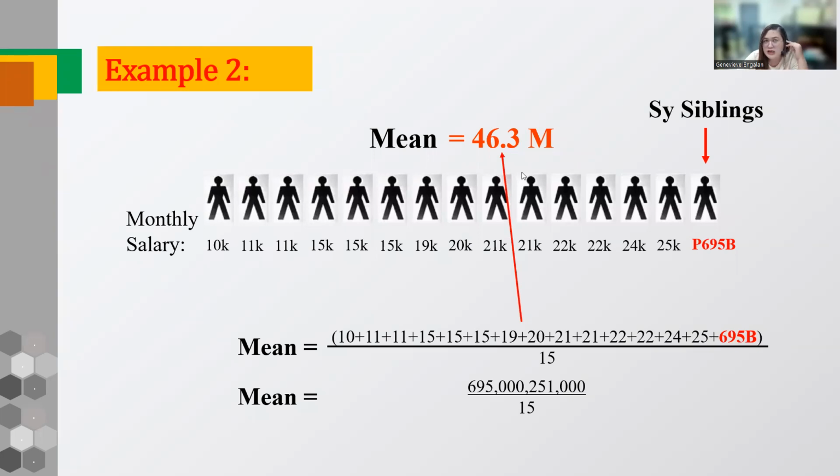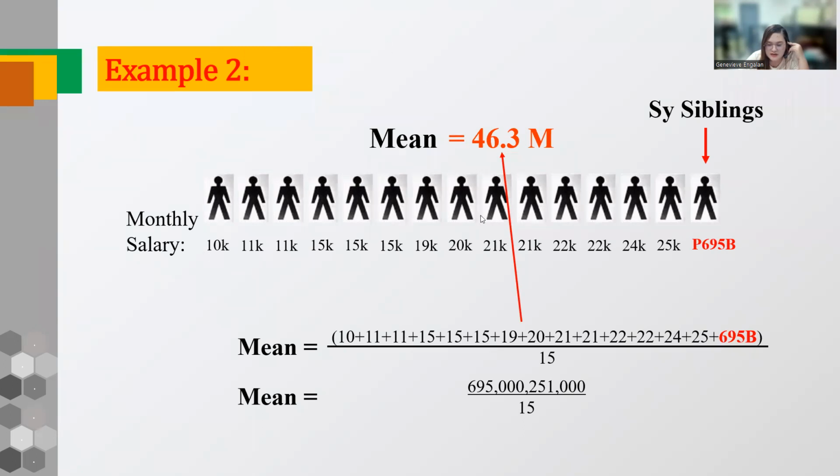So if our aim is to find a number that best represents our data, is this good to represent our data set? Is this 46.3 million good? Does it represent them? Hello? Hello, is anyone listening? Hello, is this good? Yes or no?